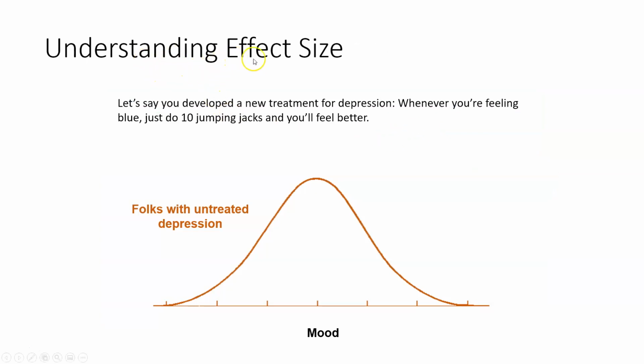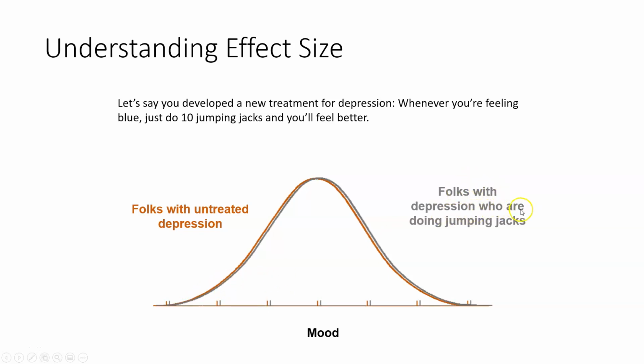So, in order to better understand effect size, I have a little illustration here. Let's say that you developed a new treatment for depression. Whenever you're feeling blue, just stop and do 10 jumping jacks and you'll feel better. This is a distribution of the folks who have untreated depression. This is a measure of their mood. This is the average amount of mood. Some people have a higher mood, some people have a lower mood. But this right here is the folks with depression who are doing jumping jacks. You'll notice that this distribution right here overlaps almost perfectly with the folks who have untreated depression.